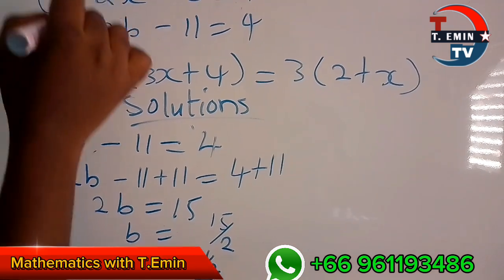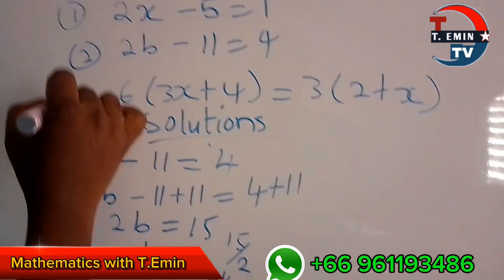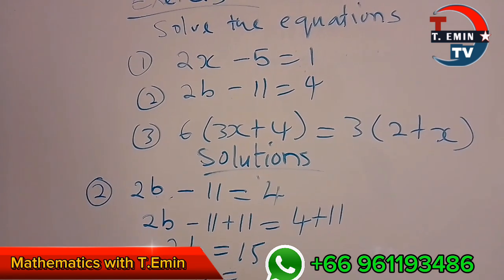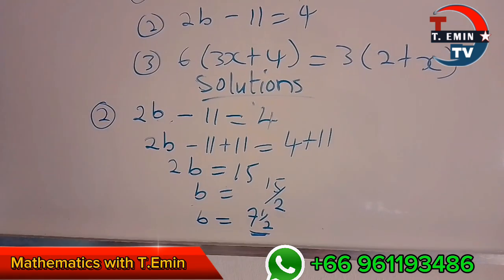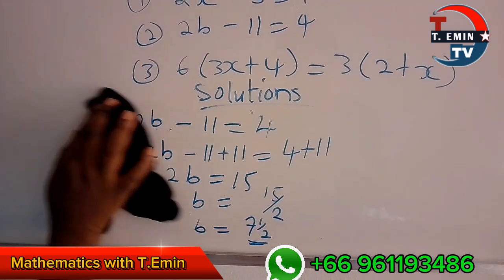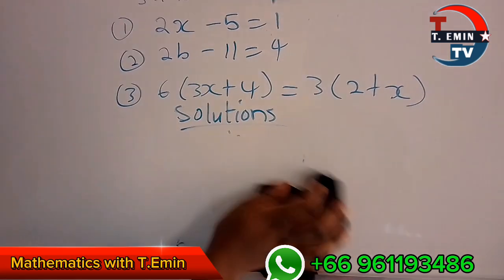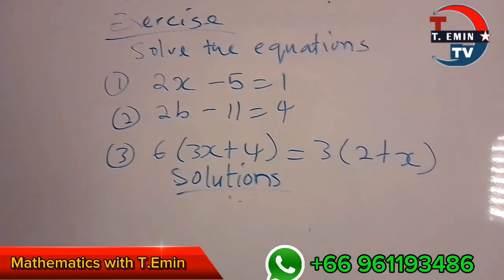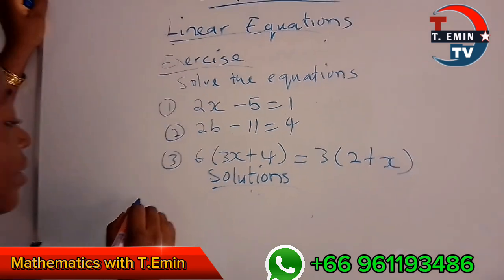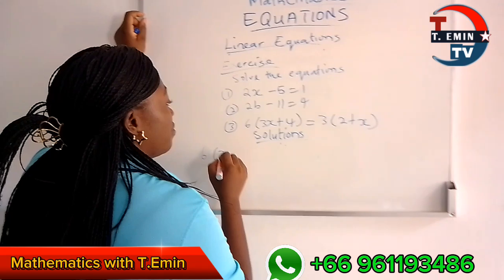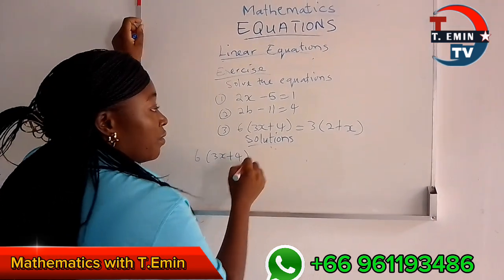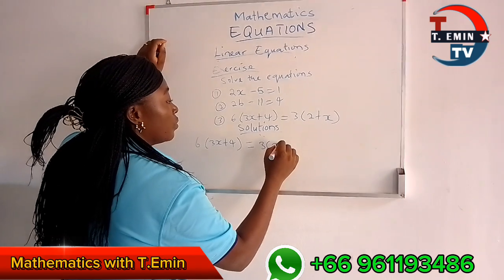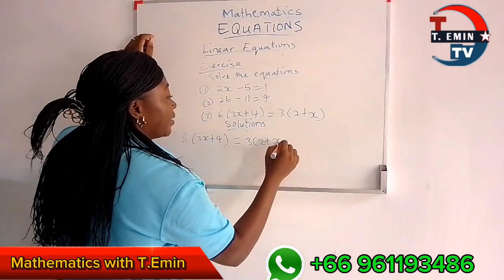This is number 1, number 2, number 3. So this is number 2. We are done with number 1 already. So I'm going to dive into number 3 solution now, which looks a bit different. So we have 6 into 3x plus 4 equal 3 into 2 plus x.